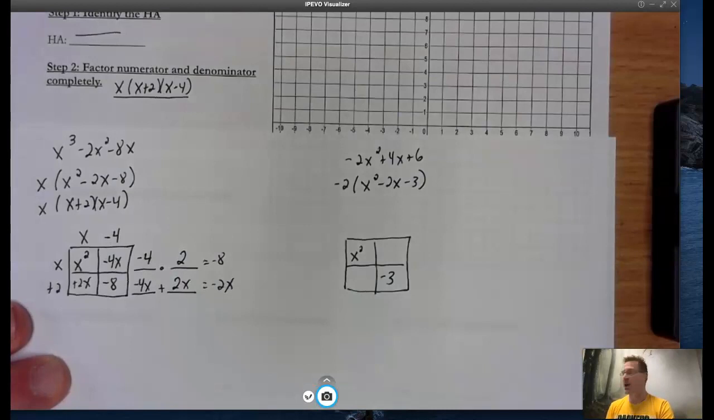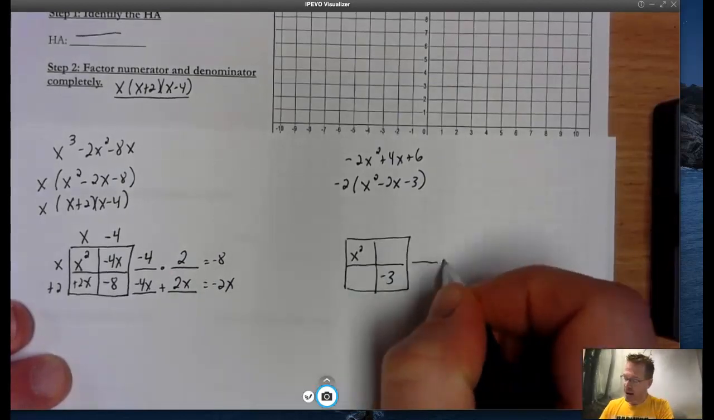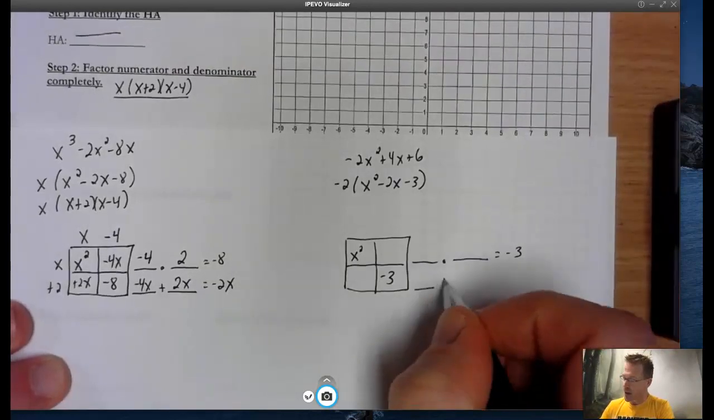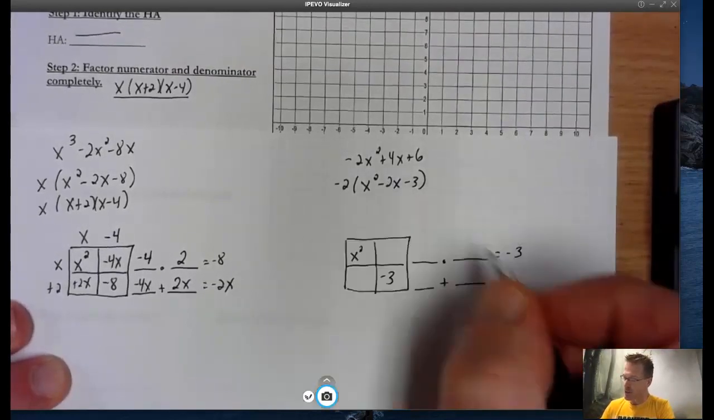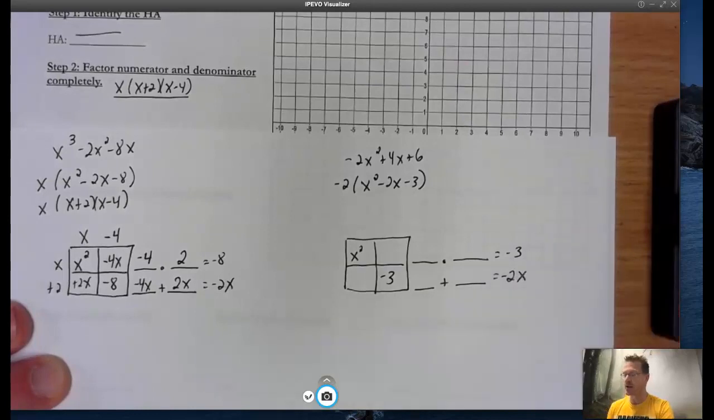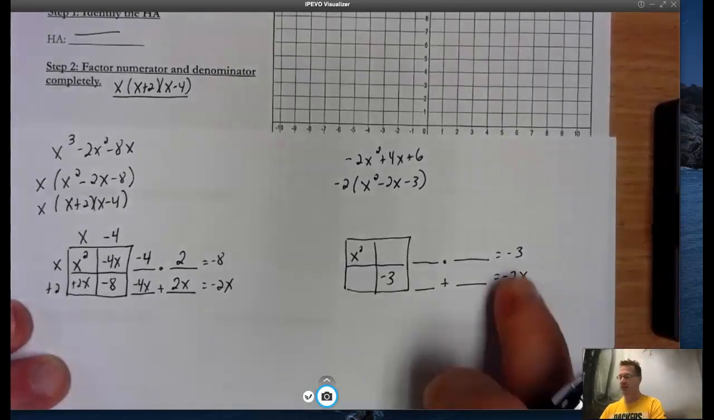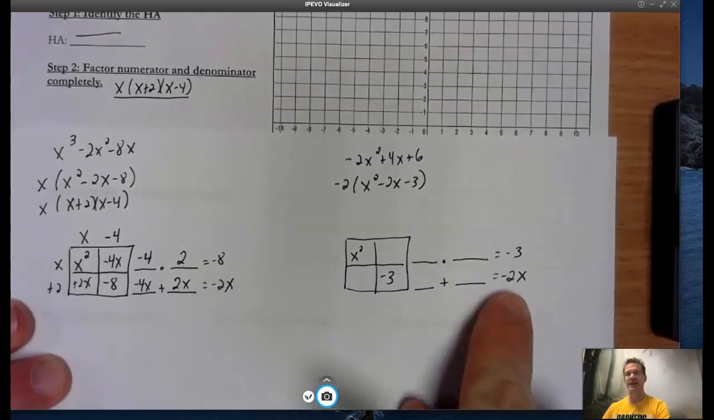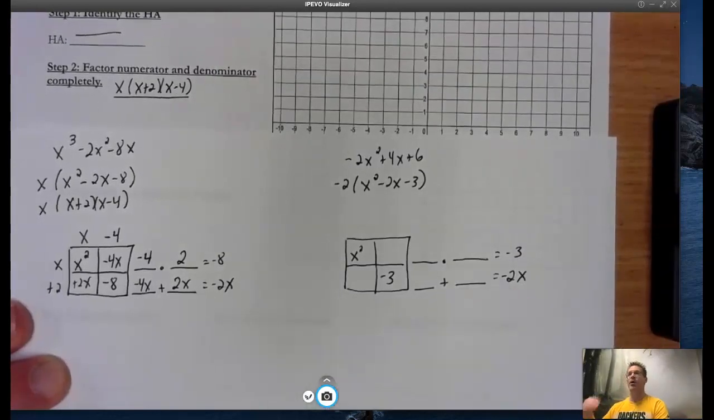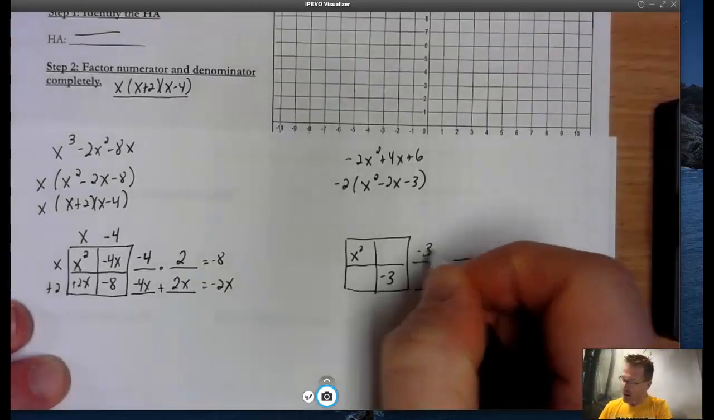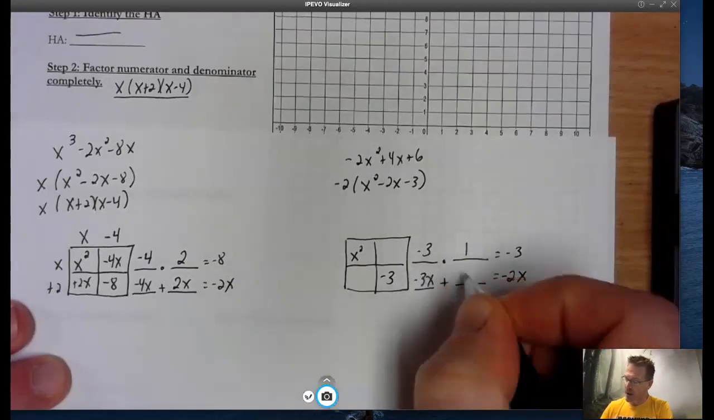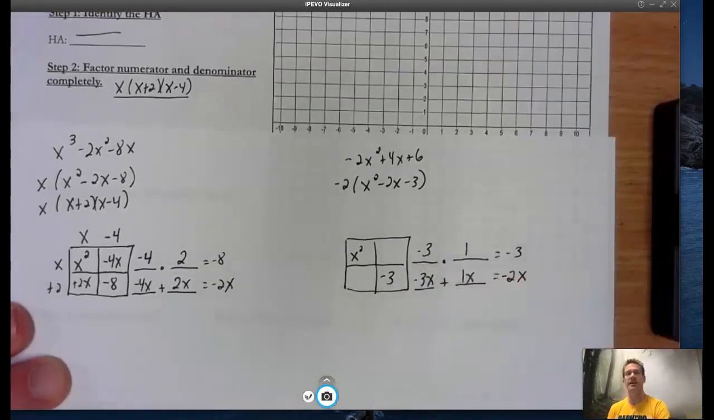All right, so there's my A and my C term. I'm going to do A times C, so 1 times -3 is -3. And then I have to add to get my middle term here, which is -2x. Once again, same situation. We have a negative number here, so I'm going to have a positive number and a negative number. I'm adding, and my result is a negative number, so my larger factor has to be negative. So I'm going to go with -3 times 1 is -3. And then -3x plus 1x is -2x.